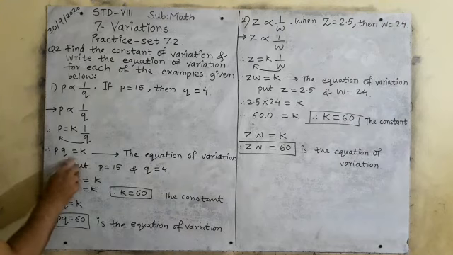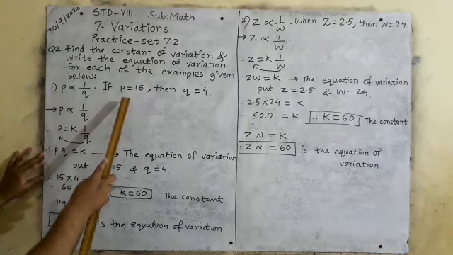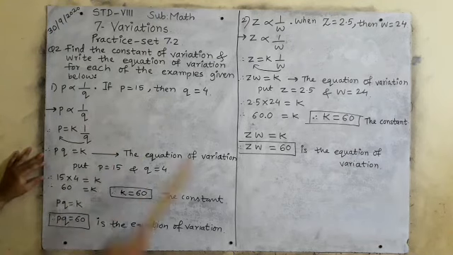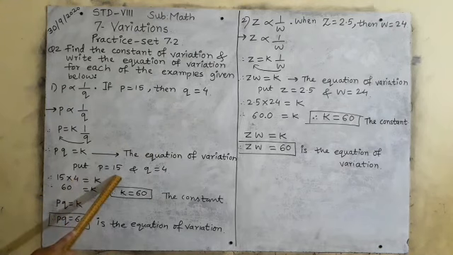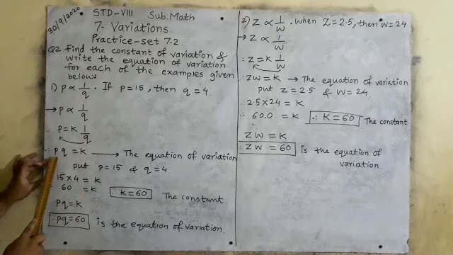Can you see the equals sign is there? It means this is an equation. Now we have to substitute the value of P and the value of Q. Put P is equal to 15 and Q is equal to 4 in this equation.